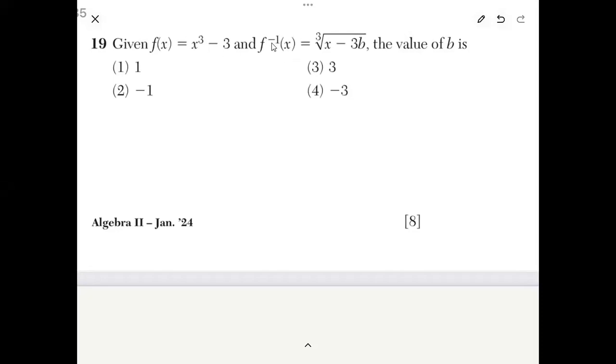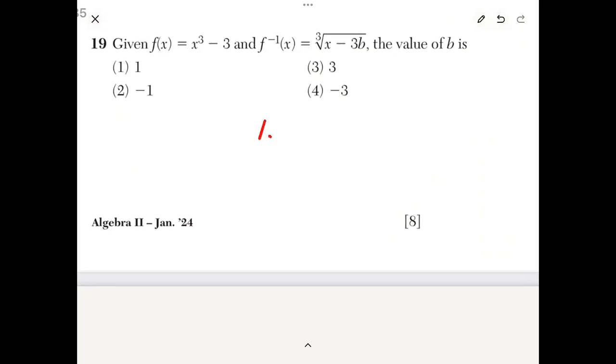And then they're saying this is the inverse function, but we have to find out what b is. So they're saying the cube root of x minus 3 times b, and we have to figure out what b is. I just created a video that shows you how to use the calculator and the slider to find the answer. I'm going to put a link in here if you want to watch that, but I'm going to do it algebraically.